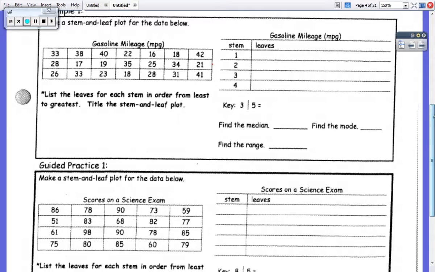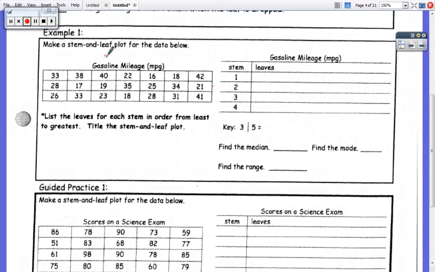Okay, we are going to make a stem and leaf plot. When you make a stem and leaf plot, you first find the lowest number, which would be 16, I believe, and the highest number, which would be, let's see, 42. So we know we have to have a stem that's a 1 and a stem that is a 4. So you put 1, 2, 3, 4 over here. And then you start. Okay, 16 would be our lowest number.